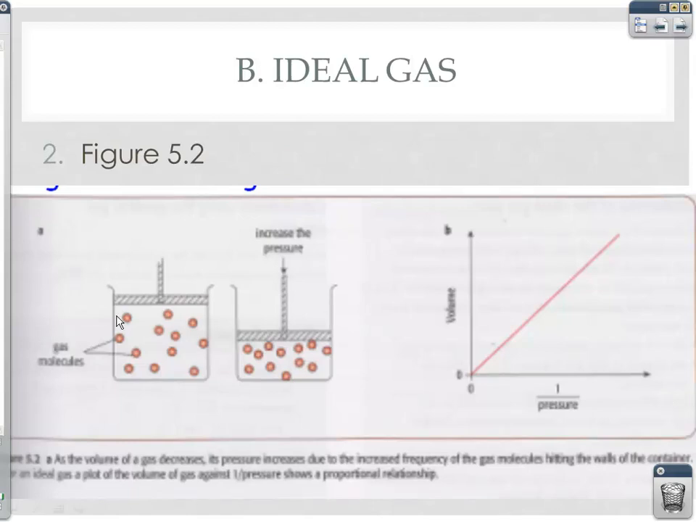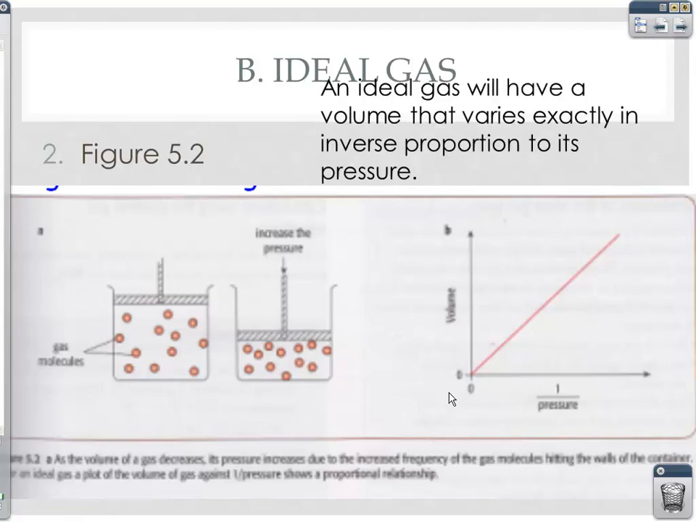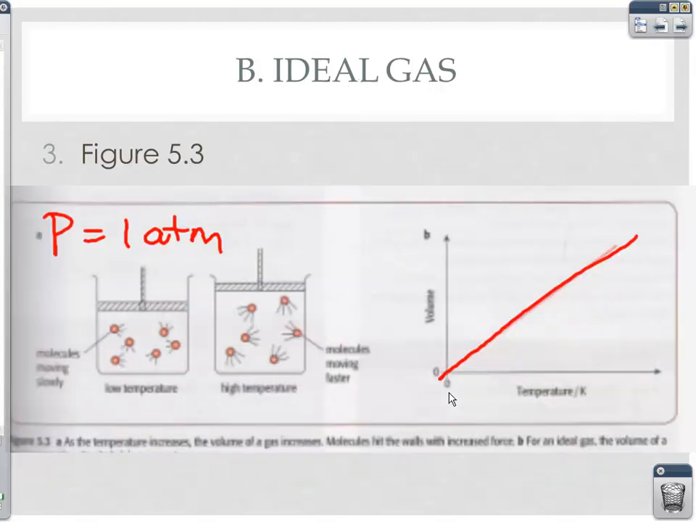Alright, so you can see in this image, you have gas molecules in a cylinder. If you increase the pressure, the volume decreases. So pressure and volume have an inverse relationship. An ideal gas will have a volume that varies exactly in inverse proportion to its pressure. More pressure, less volume. More volume, less pressure.